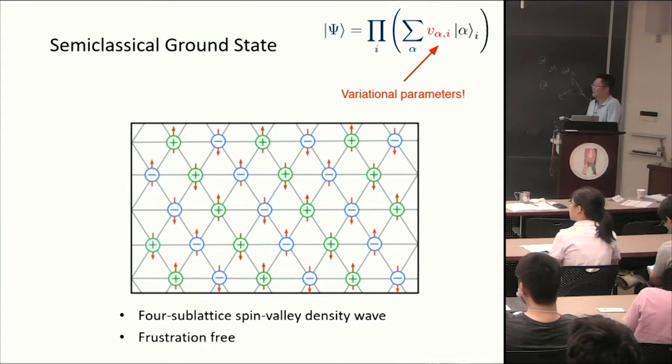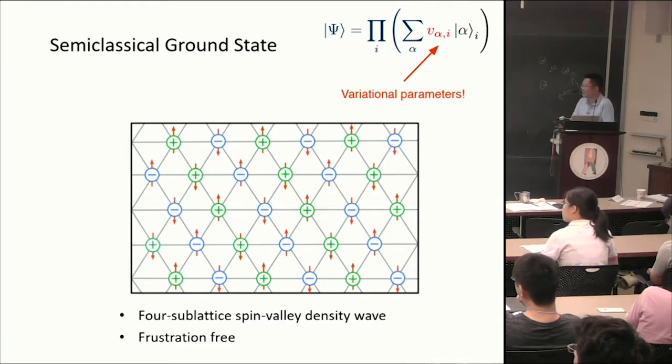Right, because if it's really frustration free, every bond is happy. That's a good point. Once we take the exchange interaction into account, then you can see that, for example, this direction and these other directions are not equivalent. Yes, thank you.